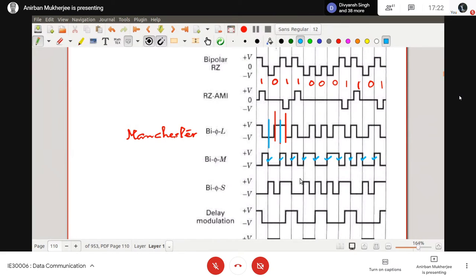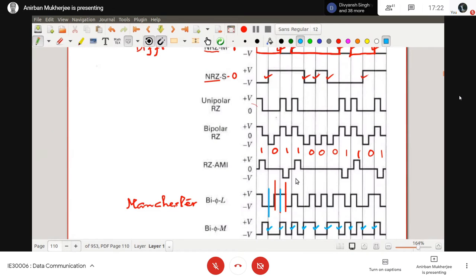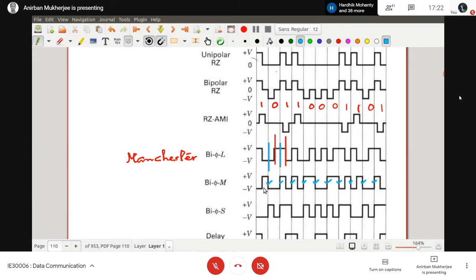Say biphase M means what? 1 means a transition like this, and 0 means no transition. Again 1, then 1, 0. Please try to understand that. 1 means I have a transition like this, biphase M. But I know that always at the beginning there's a transition, so I will go down. But 0 means no transition at the middle. But again, at the beginning there is a transition, then 1 means I will again move like this. Here I started from this point. At the beginning I have a transition, then for 1 I will do like this. So here 1 is going up, but here 1 is going down. Then this one is also going down.